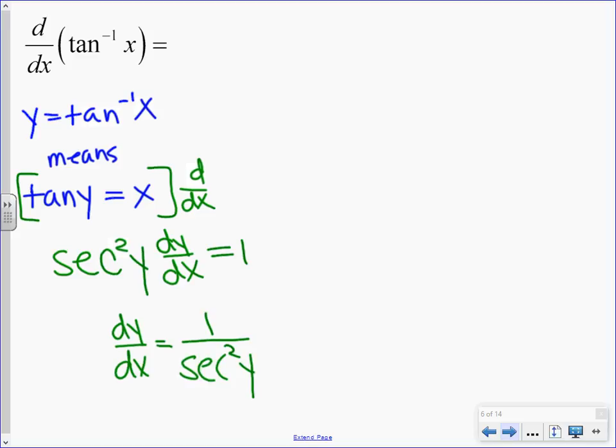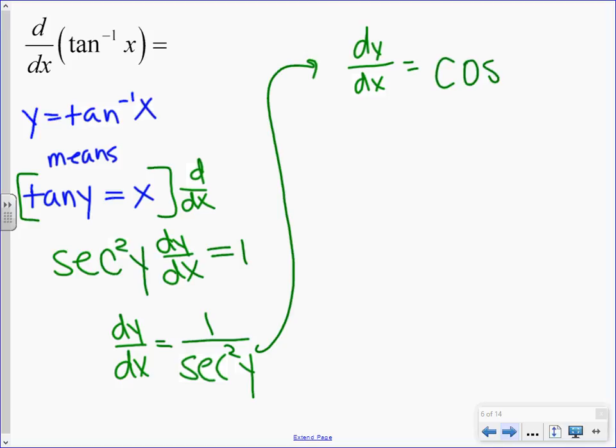We can divide that over. Which is the same as what? 1 over secant is the same as cosine. So 1 over secant squared is the same as cosine squared. Now, do we want a derivative rule in terms of y? That is not going to be helpful. So here is our trick to write it in terms of x instead.